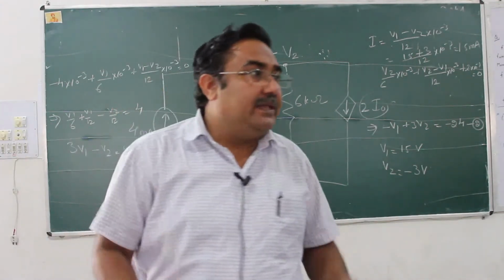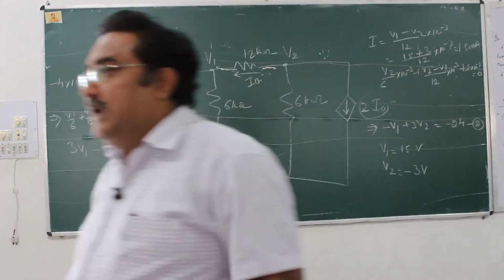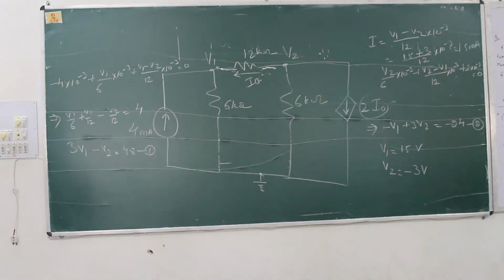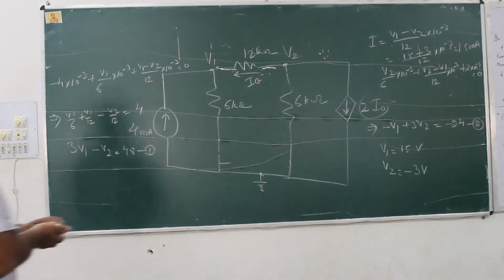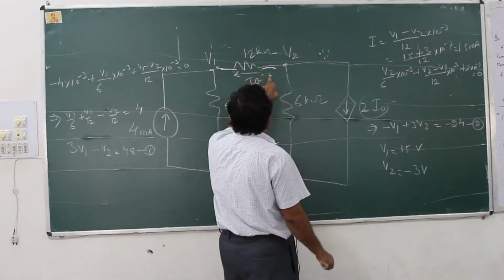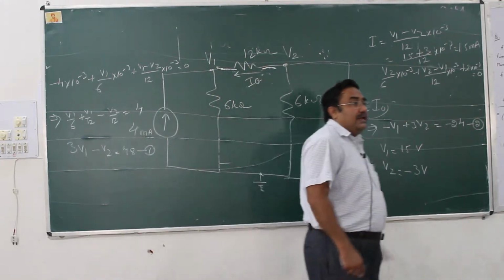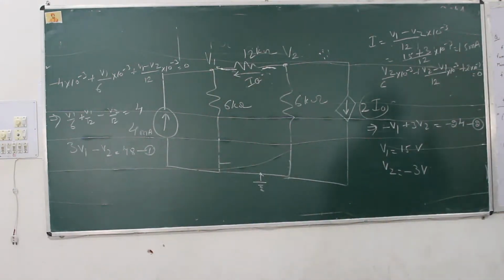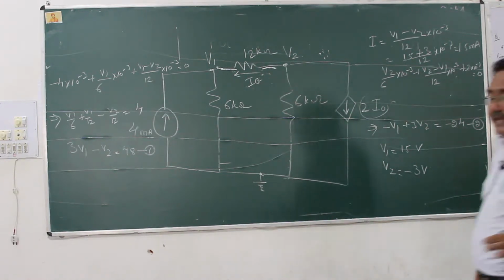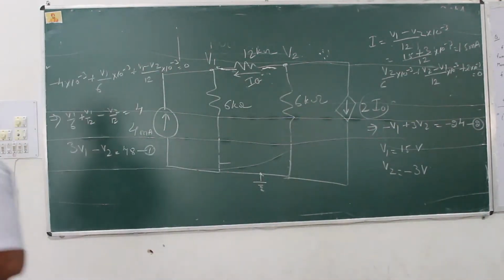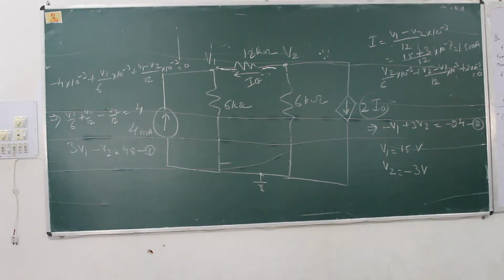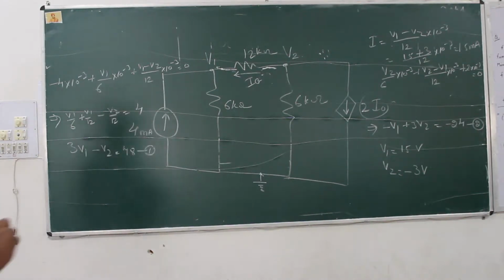So, my whole effort will be to eliminate I naught. To eliminate I naught means to express this I naught in terms of V1 or V2 or a combination of both. For example, wherever I naught will be there, I will place V2 minus V1 upon 12 into 10 raised to power minus 3. Do you agree or not? This concept is clear. It means we have to take the dependent source voltage or current as it is, as if it is independent. But the dependent quantity has to be eliminated from the equation, that is, it has to be expressed in terms of the unknown voltages or currents.